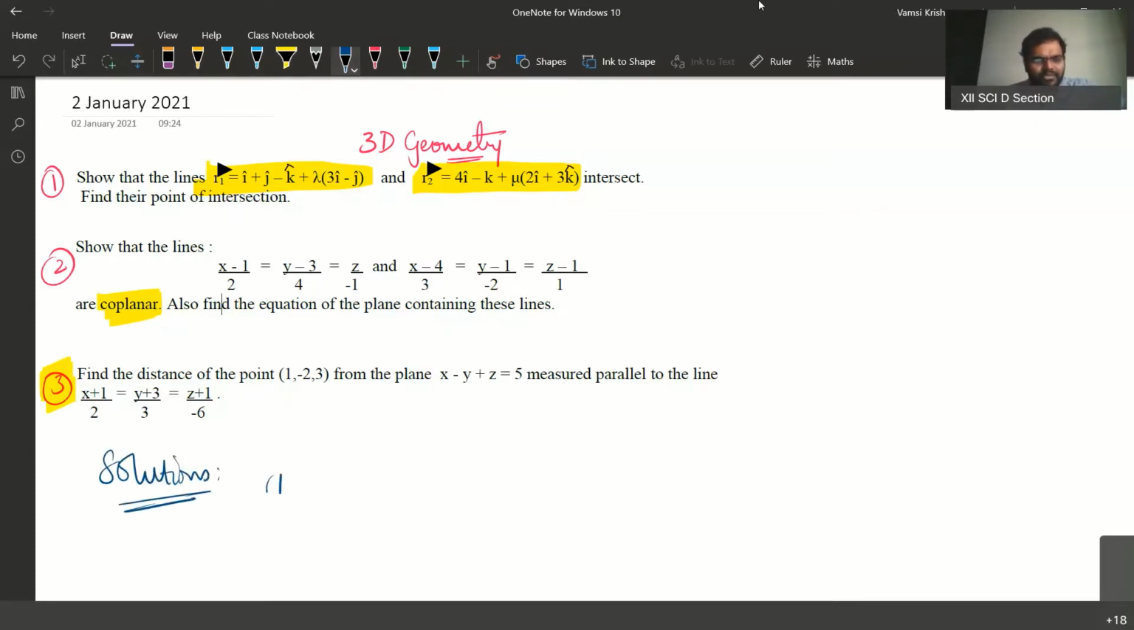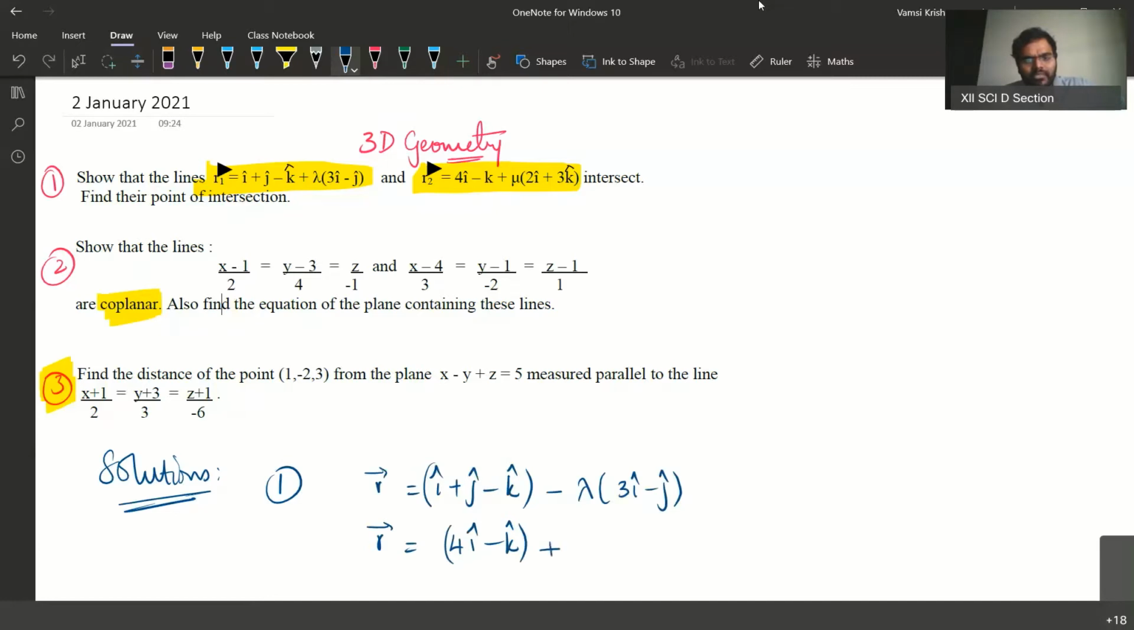So the first question is, show that the lines intersect. The first line is i plus j minus k minus lambda times (3i minus j). And the second line is 4i minus k plus a constant mu times (2i plus 3k). Okay, this is plus, right?